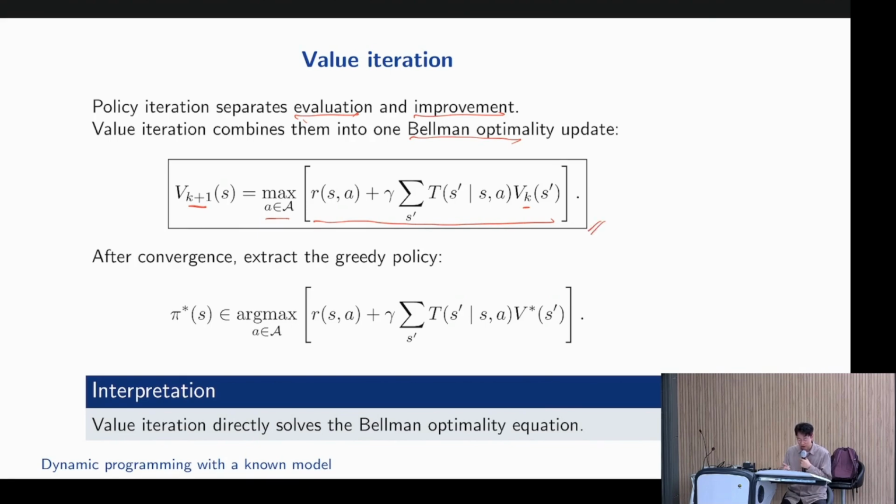We repeat this cycle, updating the values for all states until it converges. And if it converges, at the very last step, we can extract the policy by doing one-step look-ahead. What is the action that has the highest immediate reward plus discounted sum of future reward? So the interpretation is that value iteration directly solves the Bellman optimality equation. All that's remaining is to prove that this converges to a unique optimal point.